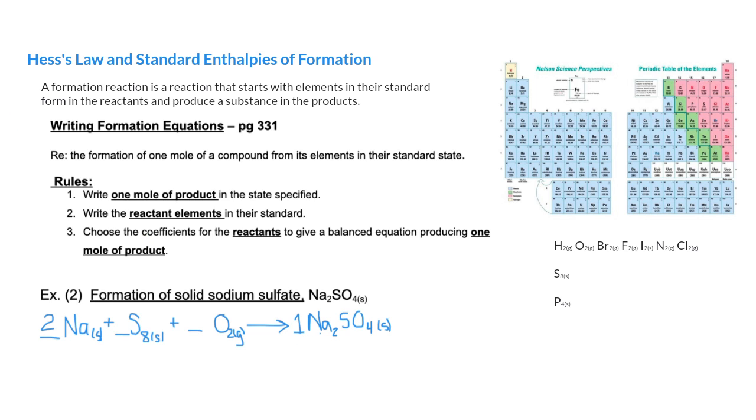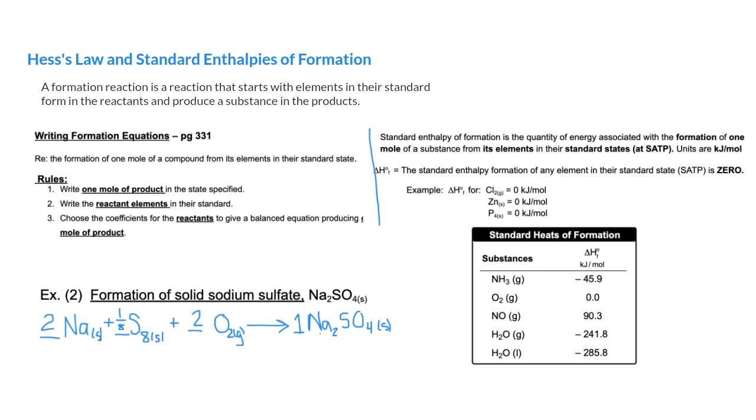So for sulfur, I only need 1 sulfur. They come as S8, so I'm going to have a fraction of sulfur, and I'm just going to have 1/8 of S8, so it will give me 1 sulfur. Oxygen, I need 4. On the reactant side, I only have 2, so I'm going to double that and have 2 times 2, and it'll give me my 4. And that's how I write my formation reactions.